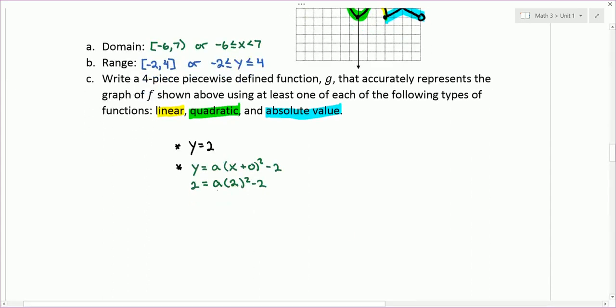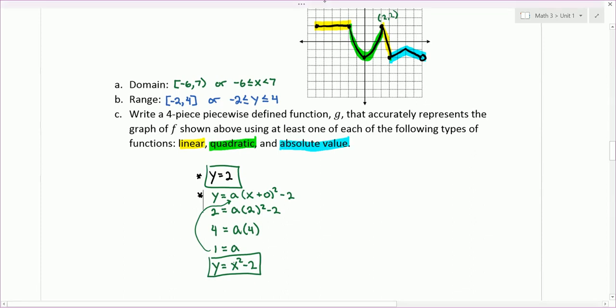To solve, I'm going to add 2 to both sides of the equation, and I'm going to square the 2 here, divide by 4, a is 1. So plugging 1 back into the original that I had here, we can finish this up as y is 1, which I'm not going to write, the 1, x squared minus 2. So now we have our second piece.